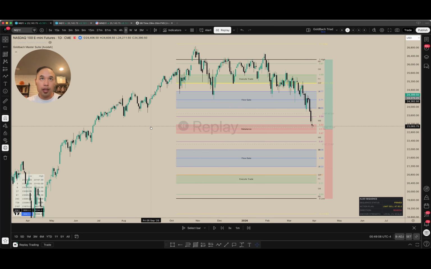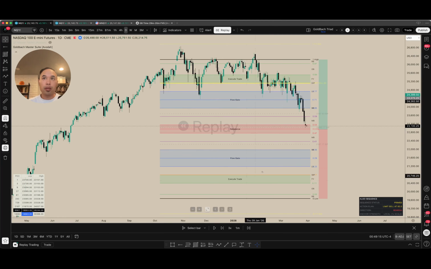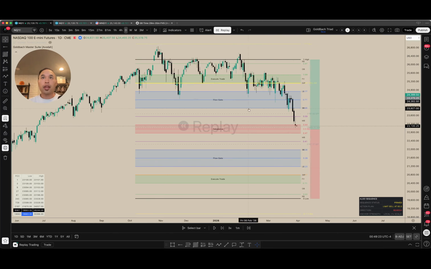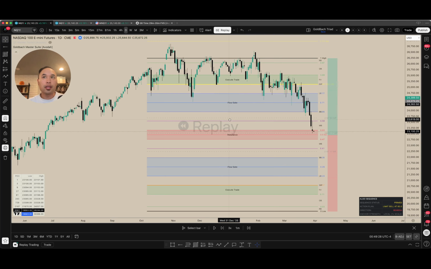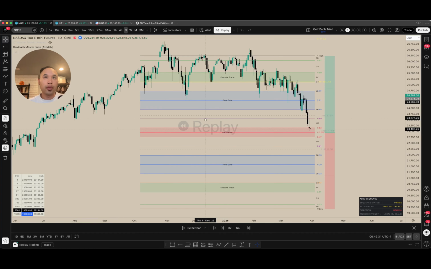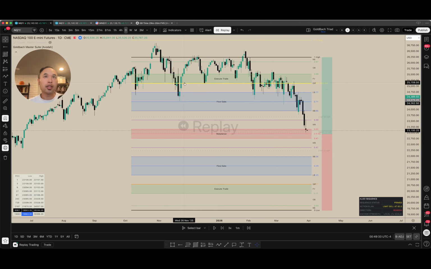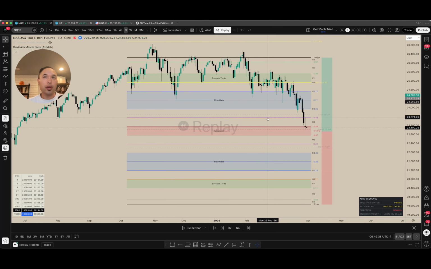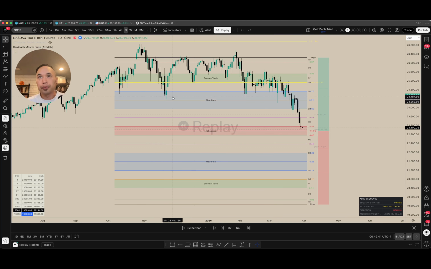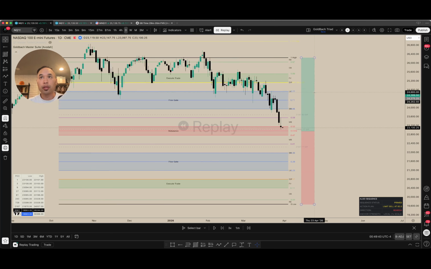Because what price typically does is extend to one end of the range, either the premium or the discount, and then come back to equilibrium. Then depending on what we do in equilibrium, we might draw back down here or go back up. So that's essentially what Goldbach is. It's just using an institutional power of three dealing range to gauge order flow and see where you can execute a trade or where you can expect a reaction to come from. For example, this is called the GIP level.